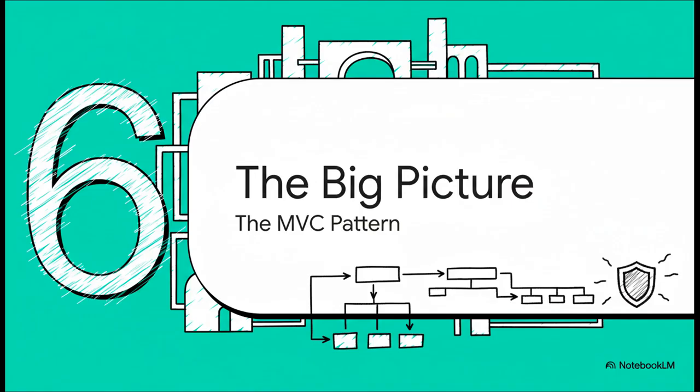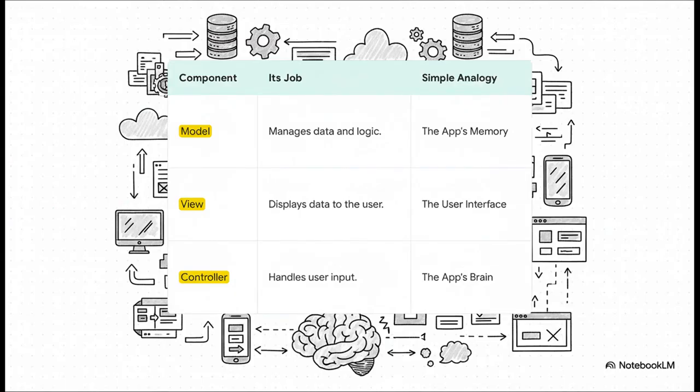So, what you've just seen, this beautiful dance between all these different parts, it's not random. It's a very famous and incredibly powerful design pattern. It has a name, and it's really the secret sauce that makes frameworks like Laravel so awesome. It's called MVC, Model, View, Controller. And you can think of this slide right here as your ultimate cheat sheet.